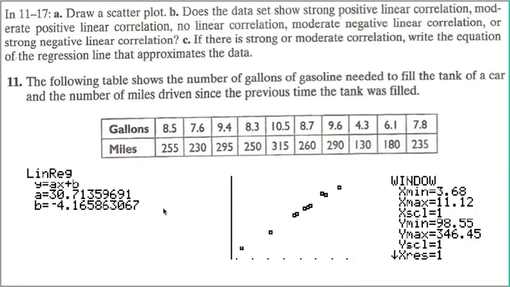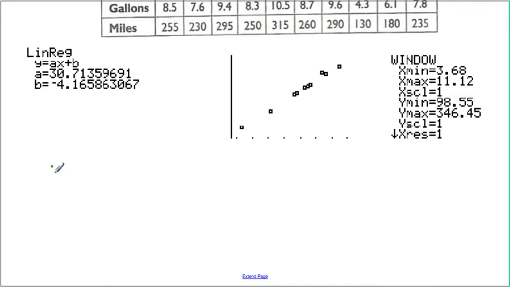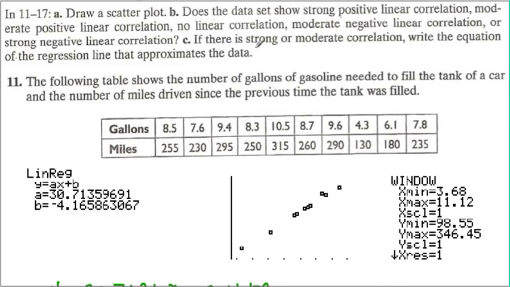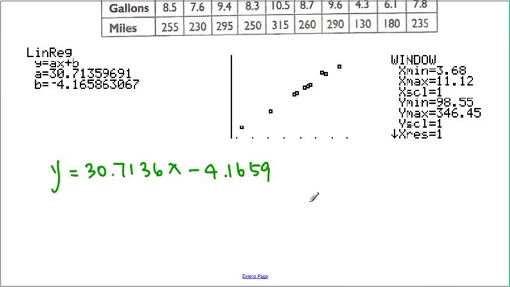In other words, y equals 30.7136x plus, if I go up here, negative 4.1659. That seems to be the equation. Now, that's all we have to do. That seems to be the equation along with the coefficient of correlation. All right, let's move on to the next question.